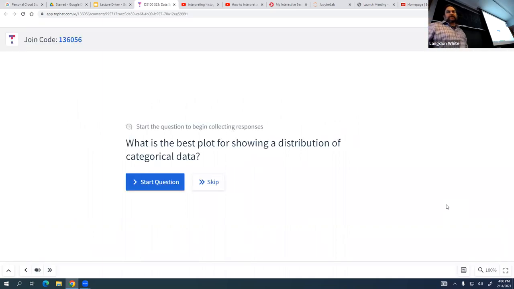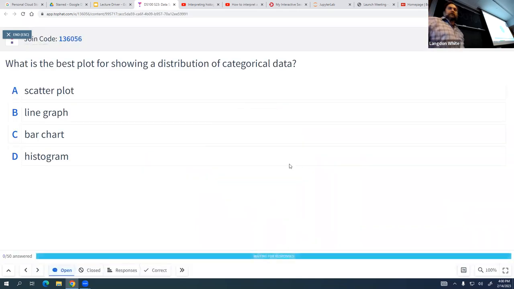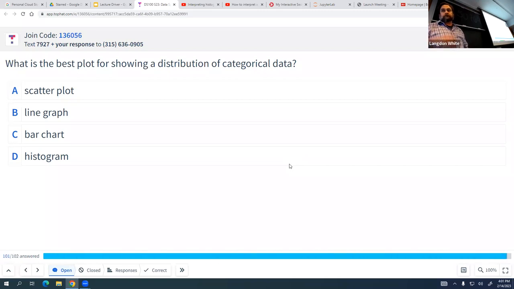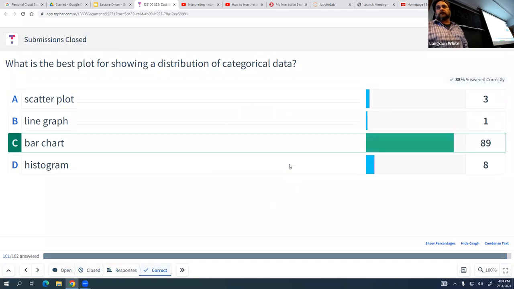All right, now there's a question. Look at that, shocking. So what's the best plot for showing a distribution of categorical data? All right, you close it down. Looking pretty good. So the key is a distribution of categorical data, whereas a histogram is more a distribution of numerical data.